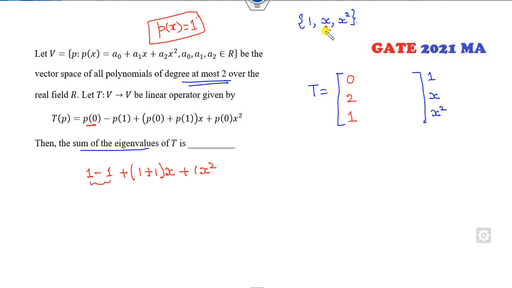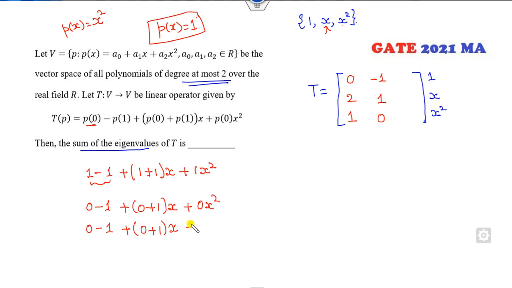Then second, we can take P of x as my x. Substitute here 0, minus 1, 0, plus 1, x. P of 0 is 0. So what is that? It is my minus 1. 0 plus 1 is plus 1, 0. Always read column wise. Now look at the third option. It's x square. If you consider P of x as x square, 0 is again a minus 1, 0 plus 1 plus 0 x square. So it is my minus 1, it is my plus 1, it's my 0.